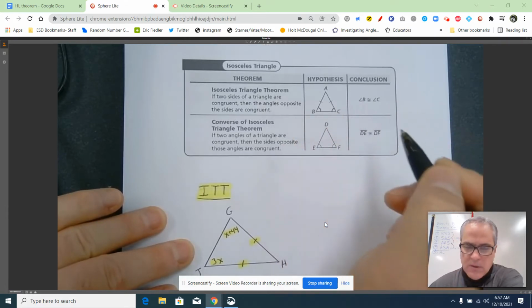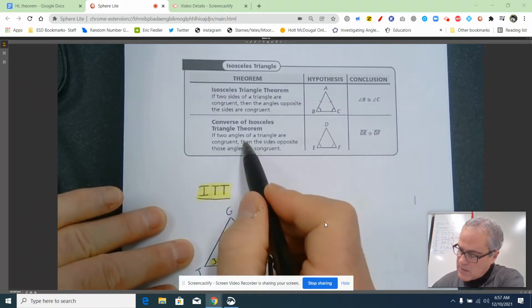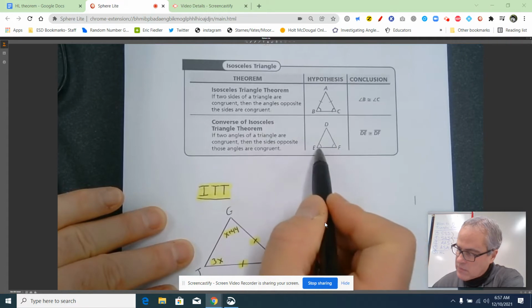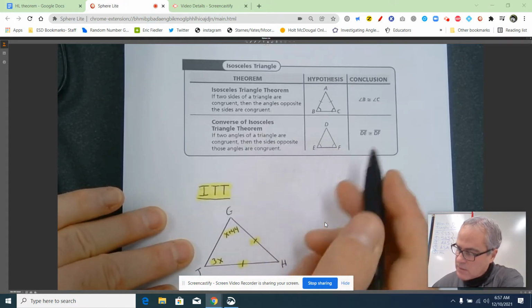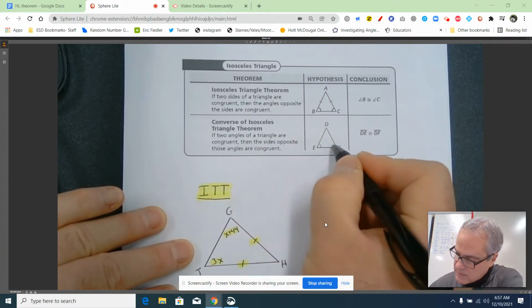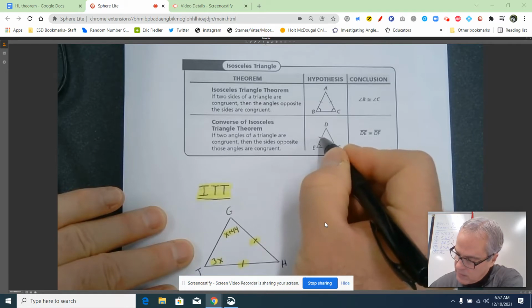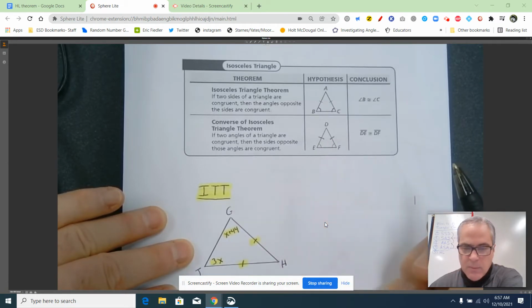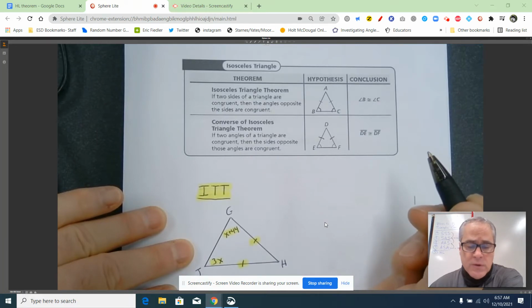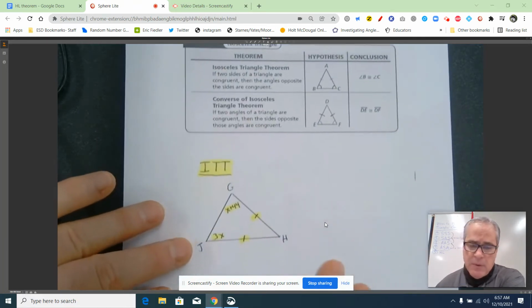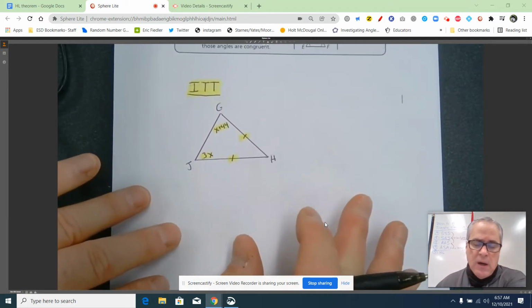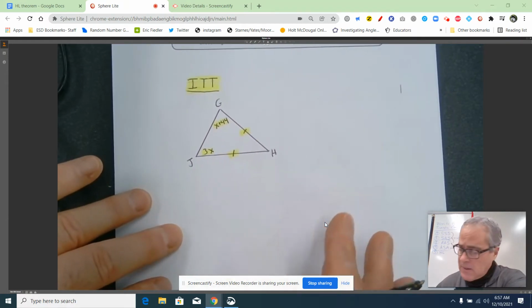While we're here, let's look at the converse. The converse says, again, the hypothesis and conclusion are flipped. If two angles of a triangle are congruent, then the sides opposite those are congruent. So the side that's opposite angle F would be this one right here. The side that's opposite angle E would be this one right there, and you could put tick marks there. So both things are true. Let's look at one example of a typical type of isosceles triangle question that you could be asked on a homework assignment or on our upcoming test.